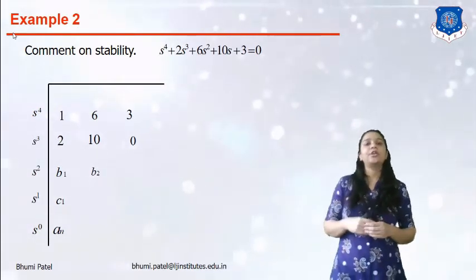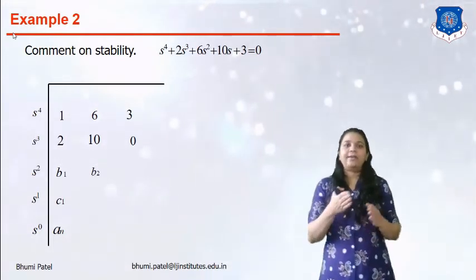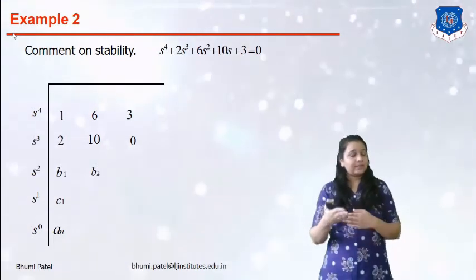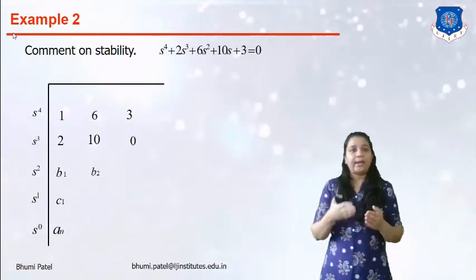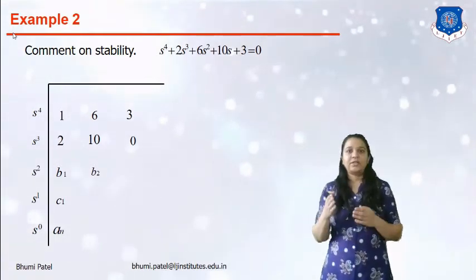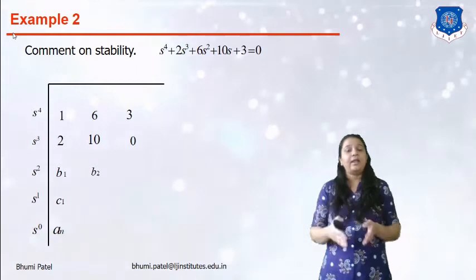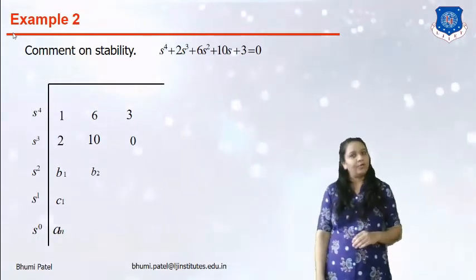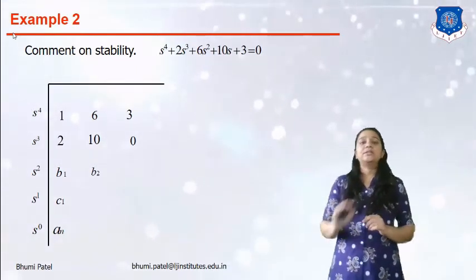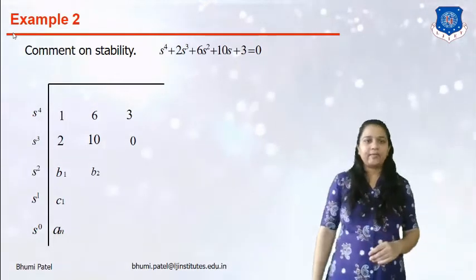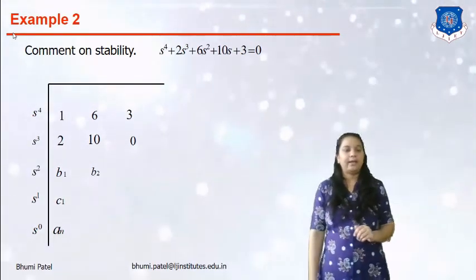Here the coefficient of s cube is 2, so we write 2. Now the next term is skipped and we write the next term's coefficient, which is 10, and after that the value is 0, because after 3 no term is given. So this is the Routh array table.